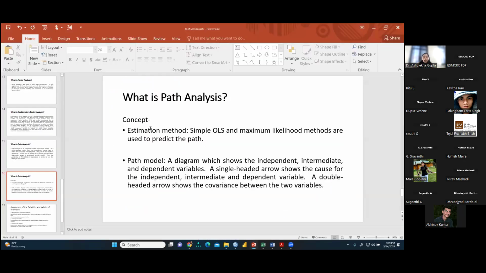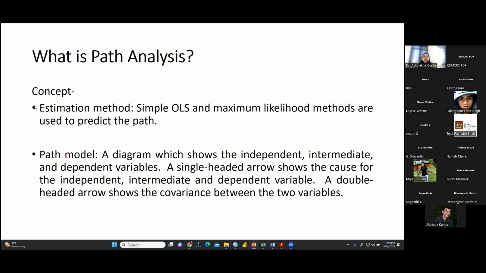So here, let me come back on this. What is path analysis? The concept is that simple OLS, ordinary least squares, and maximum likelihood methods are used to predict the path. And this is the path model, a diagram which shows the independent, intermediate, and dependent variables. A single-headed arrow shows the cause for the independent, intermediate, and dependent variable. A double-headed arrow shows the covariance between the two variables. I have shown you covariance is always a two-sided arrow, and that is the correlation between two variables.